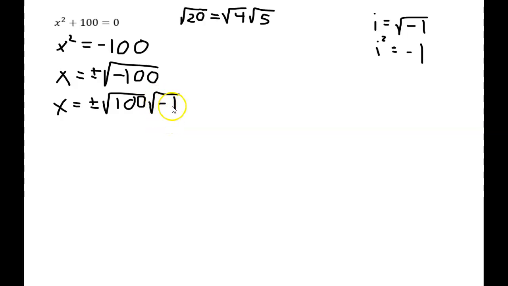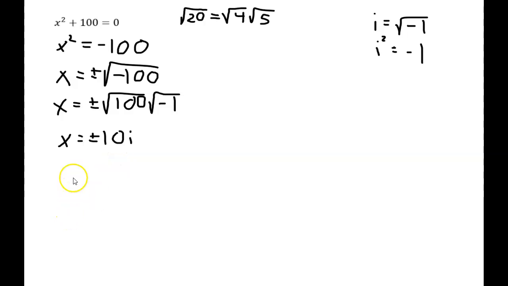And now that I have the square root of negative 1 isolated, I can replace that with i. And also the square root of 100 is 10. So this is just going to become x is equal to plus or minus 10i. And that's pretty much it. So I have two solutions.